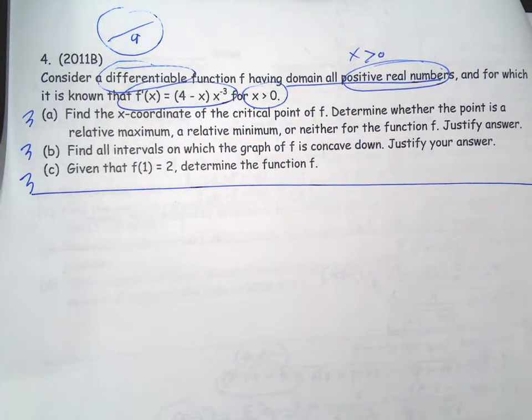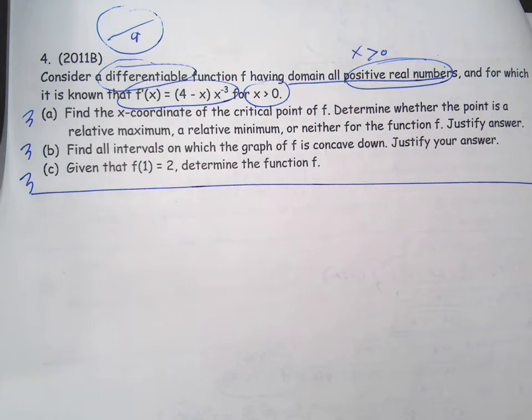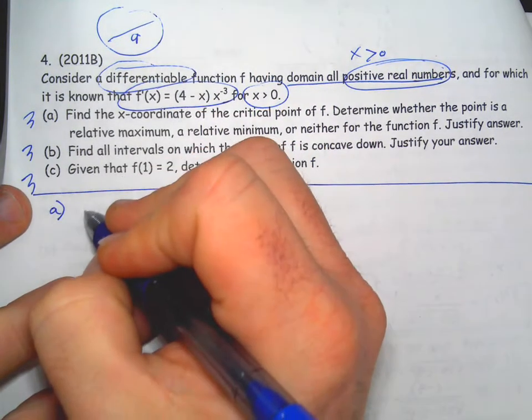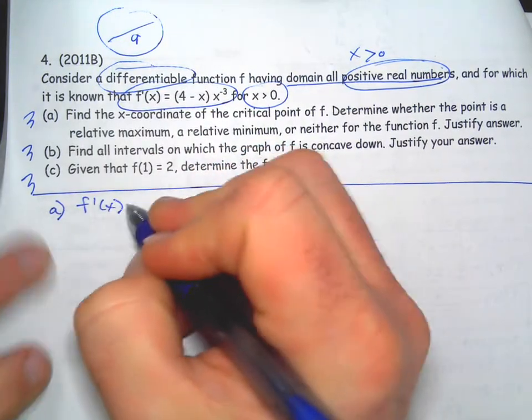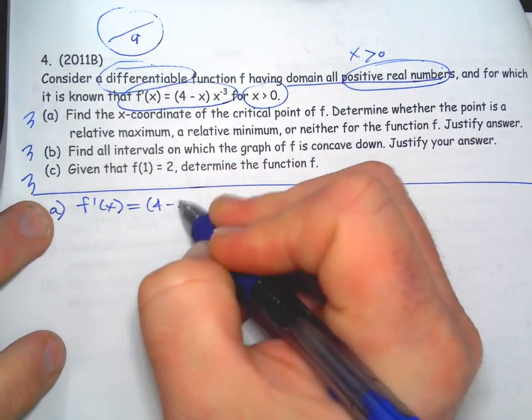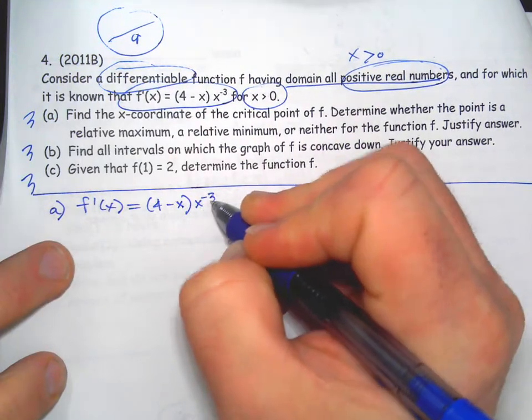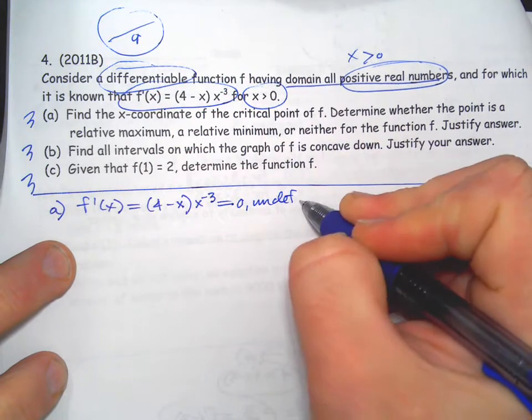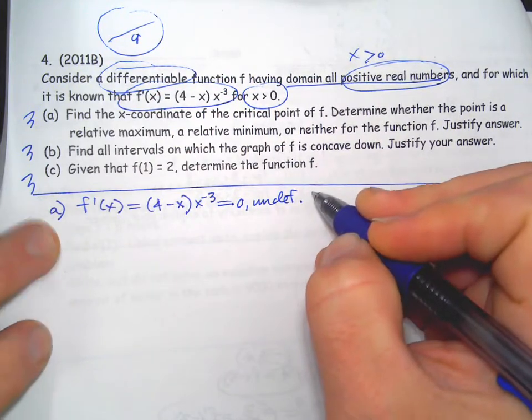It says, find the x-coordinate of the critical point of f. Determine whether the point is a relative max, relative min, or neither for the function f. Justify your answer. Now, to justify relative maxes and mins, you probably use the first derivative test, and you have to explain it. But first things first, we have the derivative, and we want to find critical points. So we've got to set it equal to 0 or undefined. You need to write that down. If you don't write this down, you can lose points.